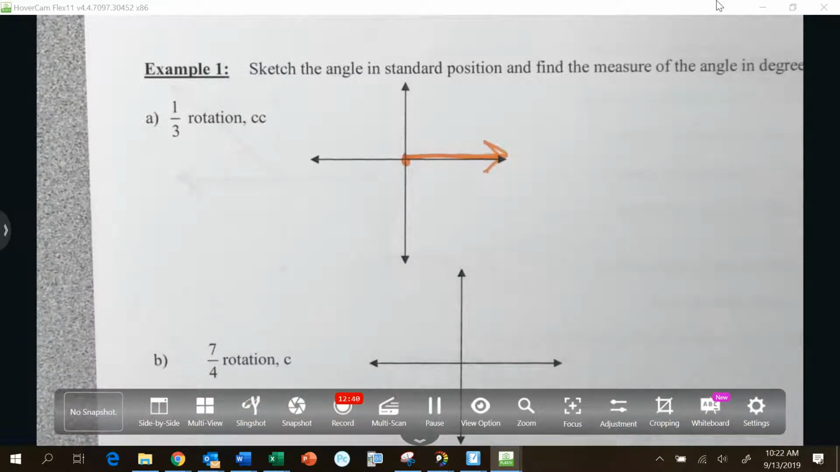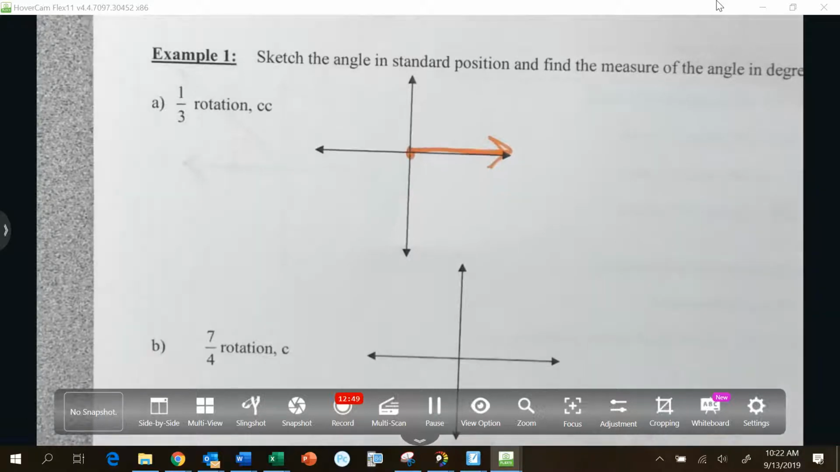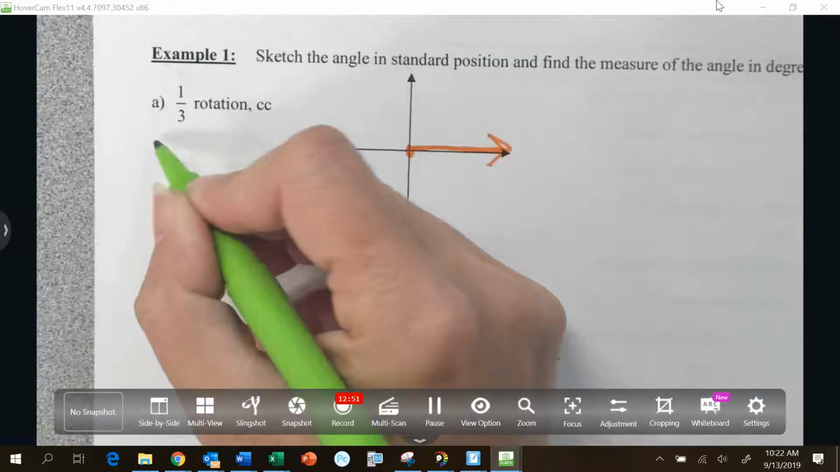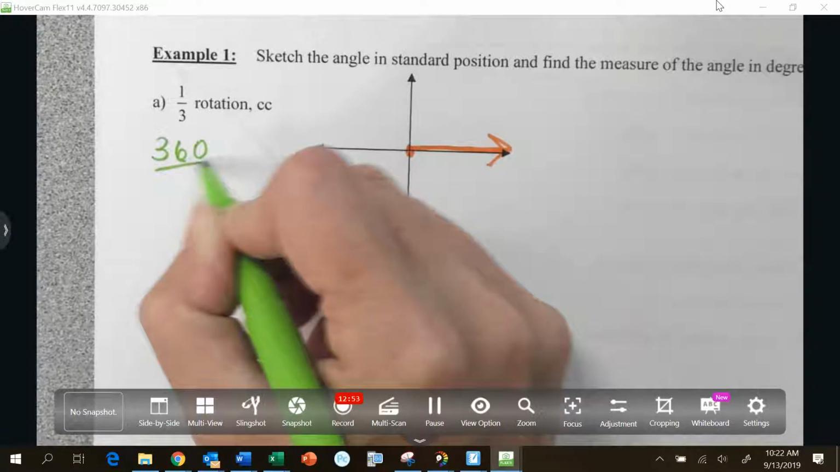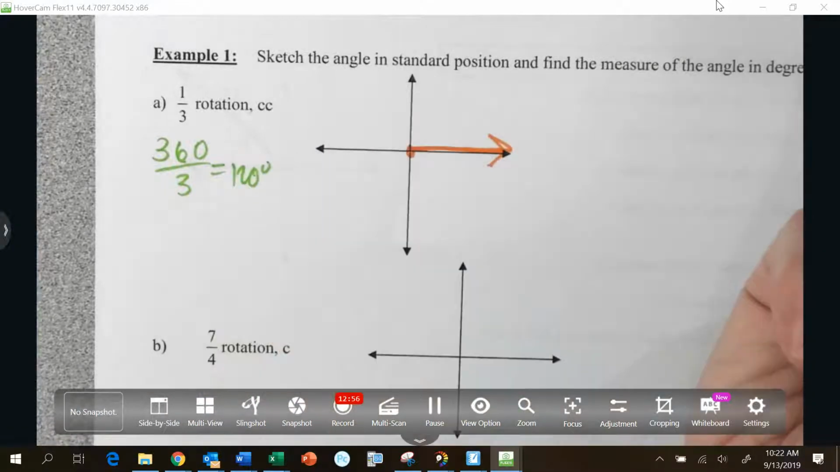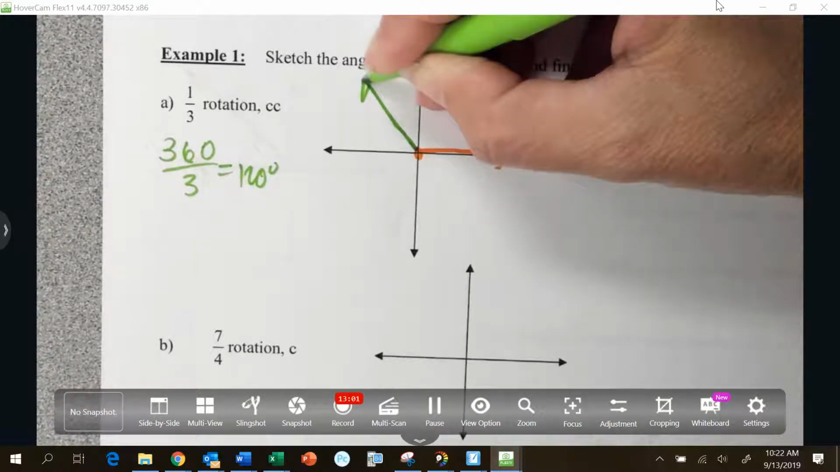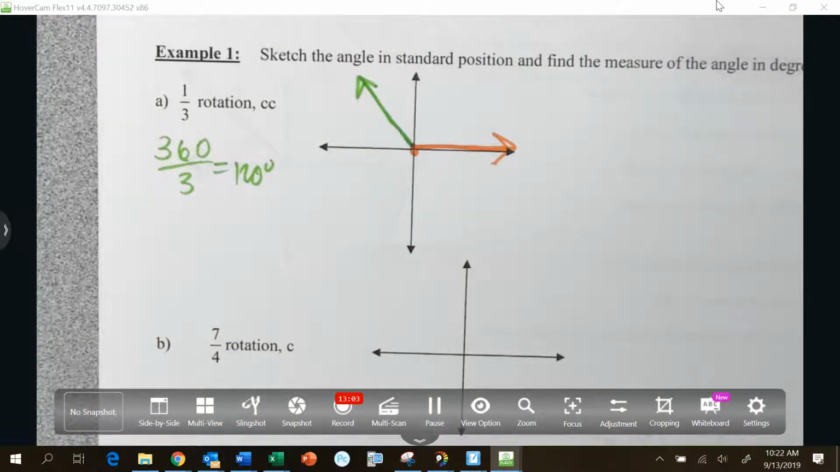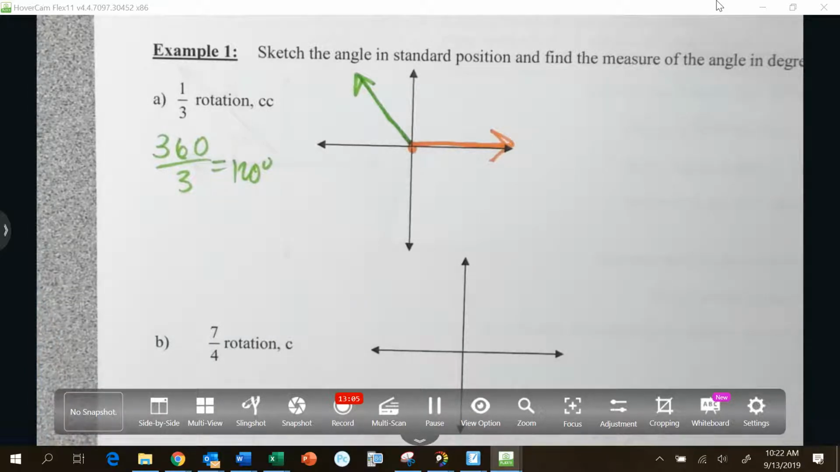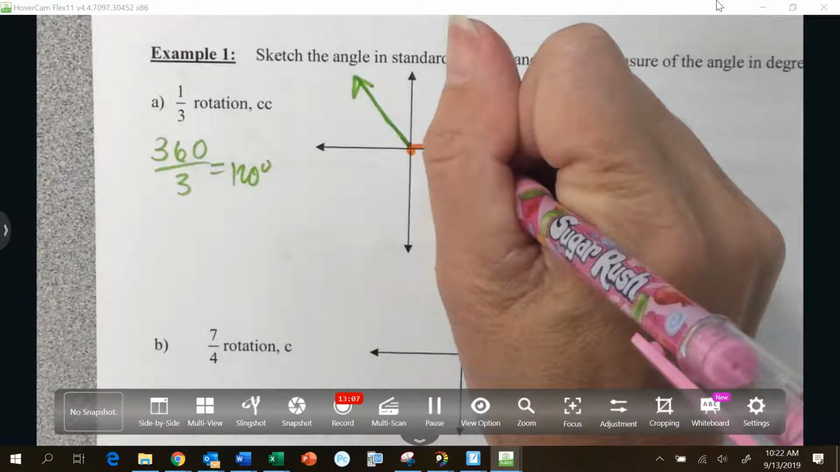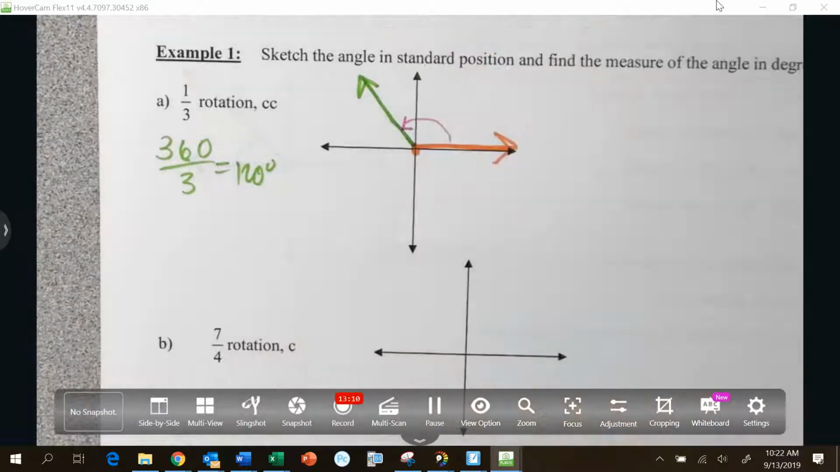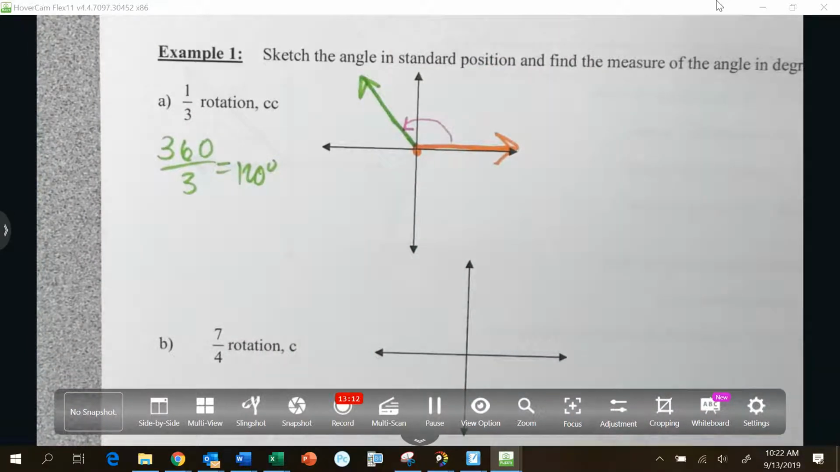I'm going 1/3 around the whole thing. How can we think about that? Do you want to think about it as degrees? Is that the easiest way for you guys? That's the easiest way for me. What's 360 divided by 3? 120. So that's about here. So I have to have a terminal side. And then the third thing that you show me is which way it rotated. So you have an angle arc that shows me which way it rotated.